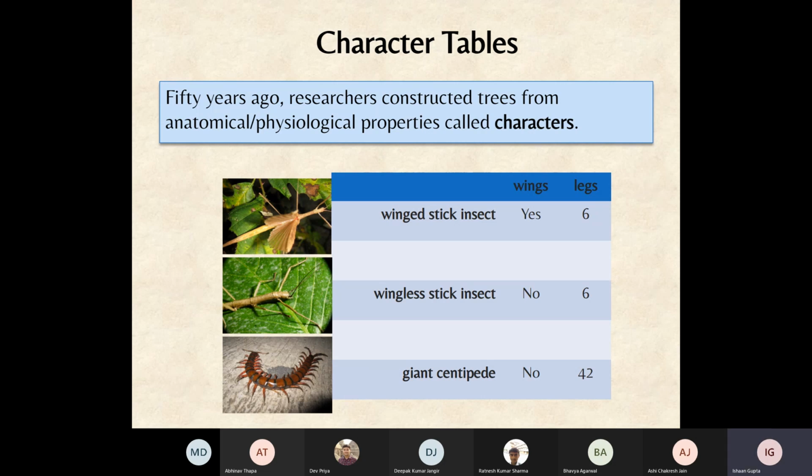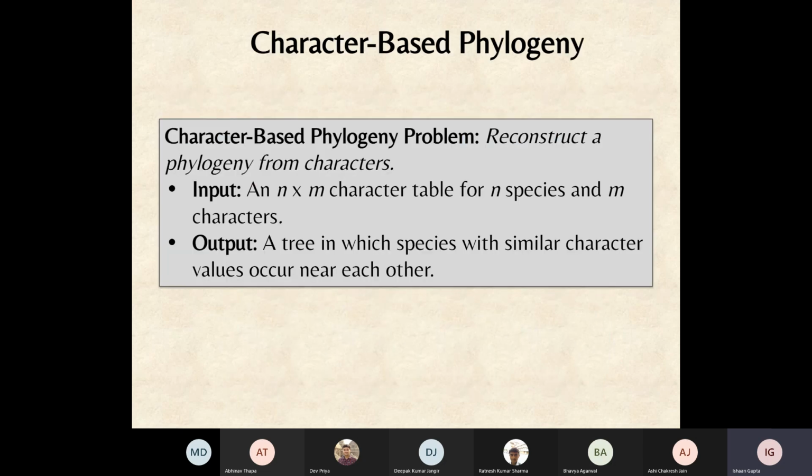One insect has wings, two insects are wingless, two insects have the same number of legs, and another insect has many more legs, right? So now based on these physical properties, these anatomical properties, you can also make phylogenetic trees. If you want to make a phylogenetic tree based on characters, the idea is to reconstruct the phylogeny, right?